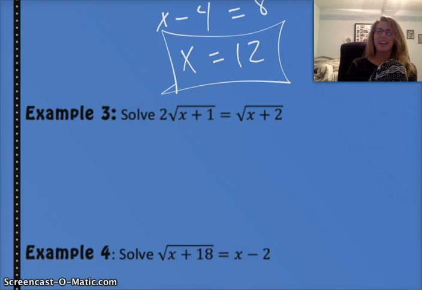Example 3. Solve 2 times the square root of x plus 1 equals the square root of x plus 2.